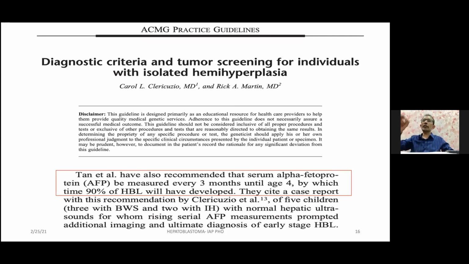For every hepatoblastoma, when you write the history, you have to say no evidence of precocious puberty, no evidence of hemihypertrophy, no evidence of dysmorphism, or no syndromic association. Next slide.